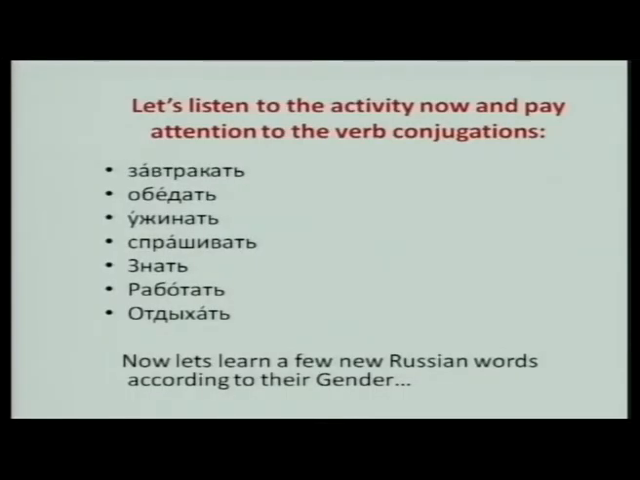There is a list of verbs which we will learn. These verbs are завтракать means to have breakfast, обедать means to have lunch, ужинать means to have dinner. We have a few more verbs like спрашивать means to ask, знать means to know, работать means to work, and отдыхать means to take rest.